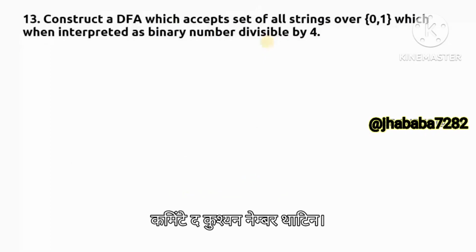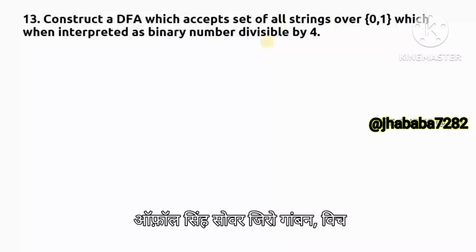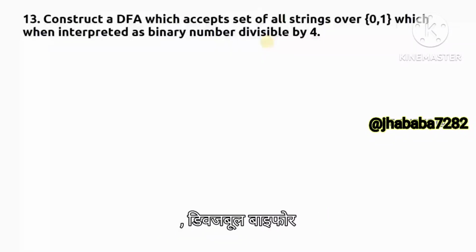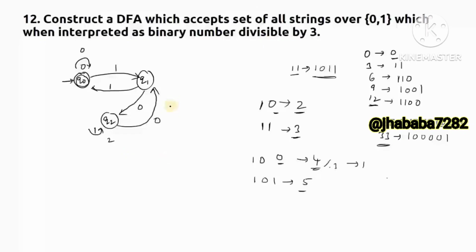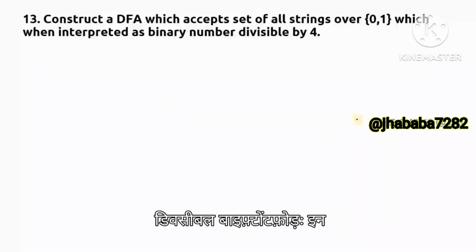Coming to question number 13. Construct a DFA which accepts the set of all strings over 0, 1, which when interpreted as a binary number is divisible by 4. In my previous question, question number 12, I explained about divisible by 3. Now we'll see how you can answer for divisible by 4.